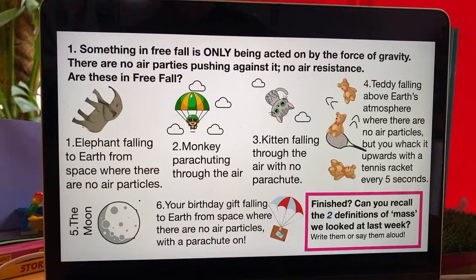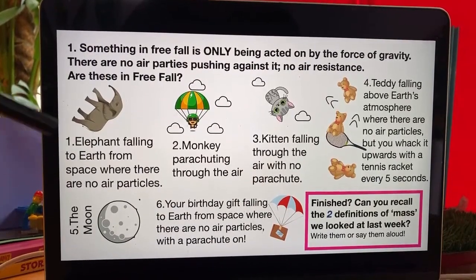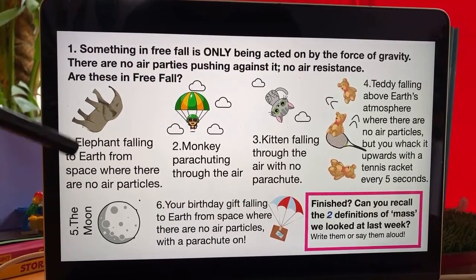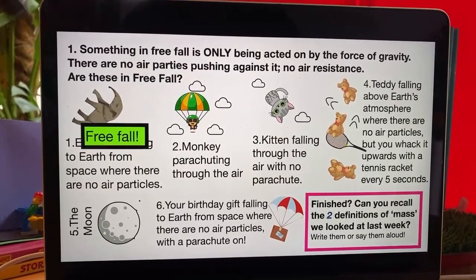Okay, let's go through it. This elephant is falling to Earth from space where there are no air particles. But you might say, oh, well, in space there's no gravity. There is, actually. It's falling to Earth, so it must be experiencing Earth's gravity. So well done if you said that that elephant is free falling. Yes, it's free falling.